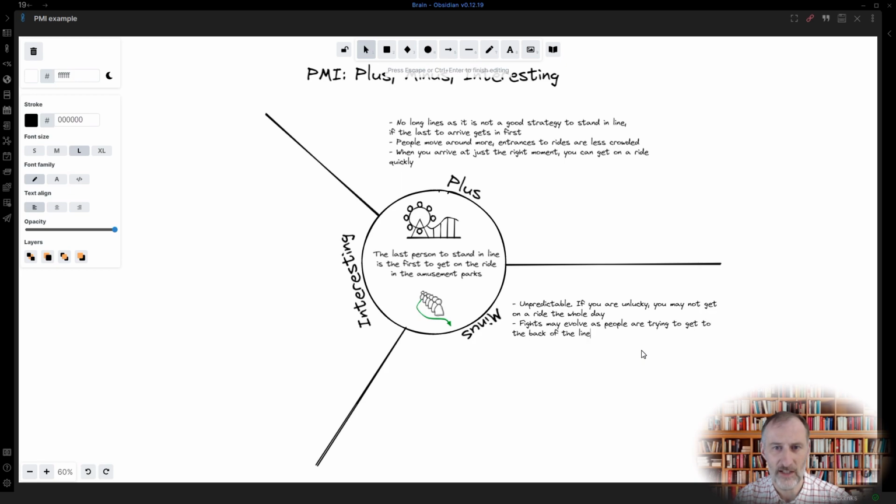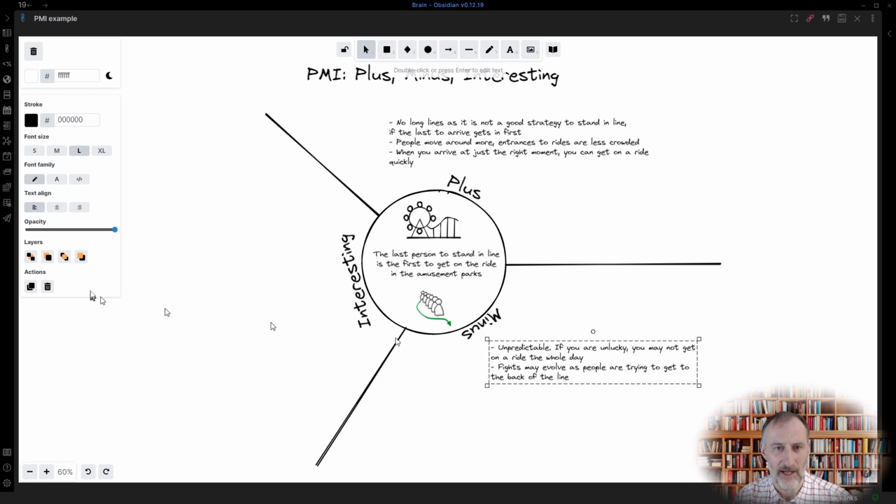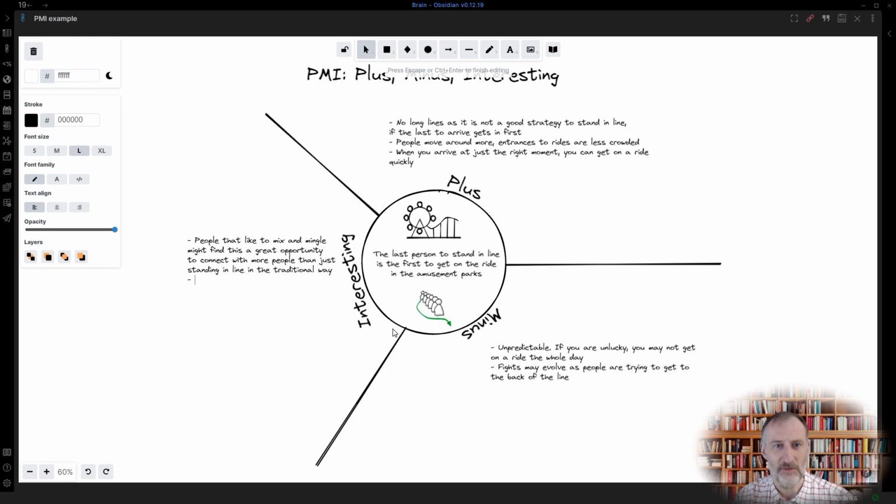Now, looking in the minus direction, you may conclude that this approach would be unpredictable. If you're unlucky, you may not get on a ride the whole day. Also, there is a risk that fights may evolve as people are trying to get to the back of the line. Finally, looking in the interesting direction, you may consider that people who like to mix and mingle would enjoy this setup, as they could meet with more people than in the traditional way. It is possible that inverse lines would eventually evolve.